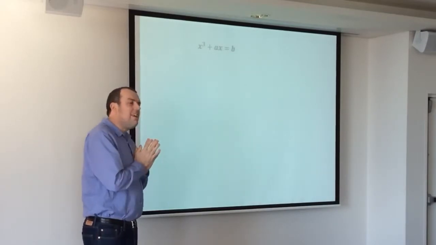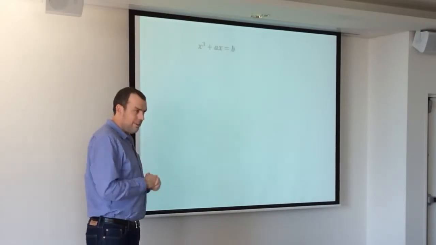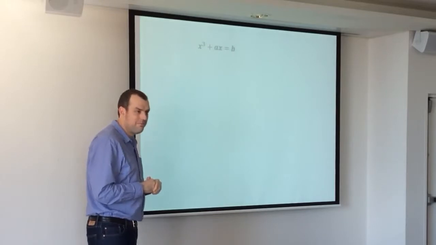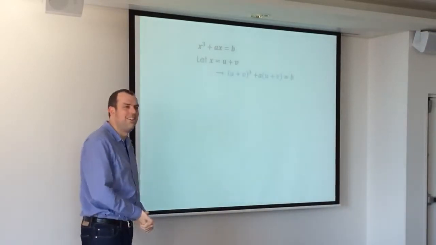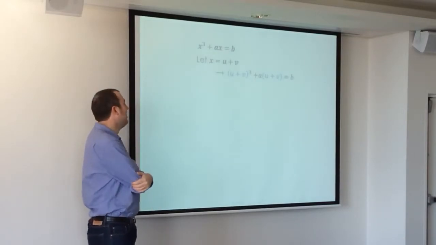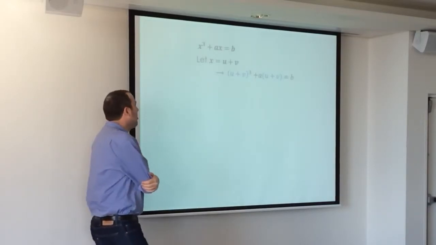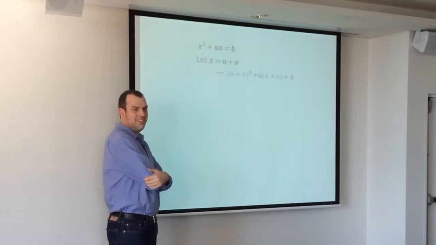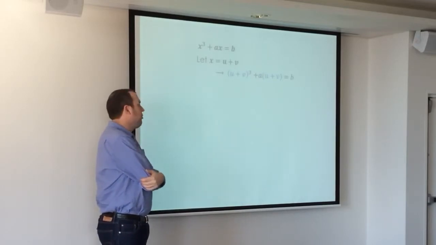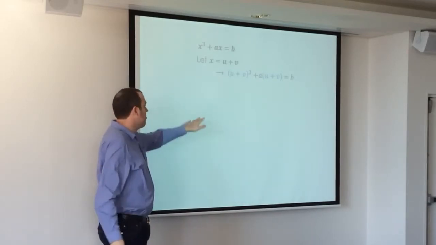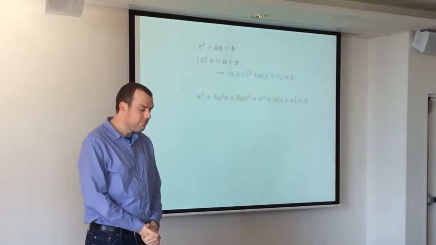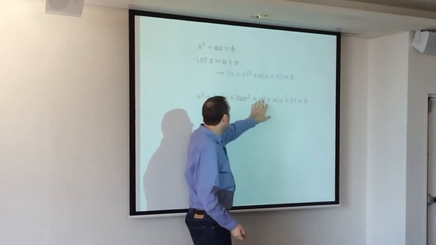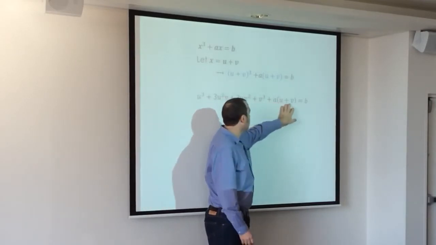I don't think there's anything obvious you can do to this to make it solvable. So let's do that. We used to have one problem, now we've got two. So we let x equal u plus v. We do the substitution. We expand it. There's our cubic part, there's our linear part, and there's our b.